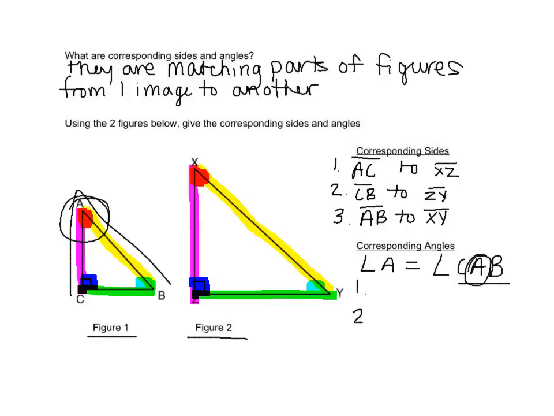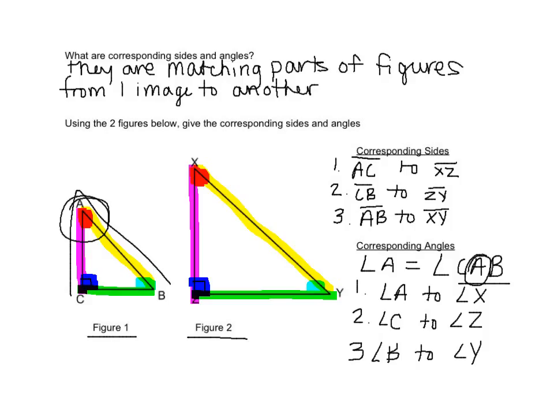But again, because it's a triangle and a triangle has 3 angles, I should have 3 sets of corresponding angles. I'm going to start with my red angles. So I have angle A goes to angle X. I'm going to go to my dark blue, angle C goes to angle Z, and the light blue, angle B, goes to angle Y. And again, making sure the notation there that you are using that angle sign. Let's go to our next page.